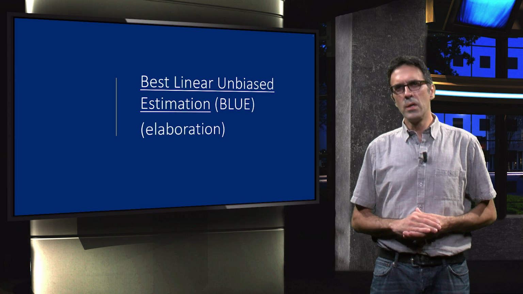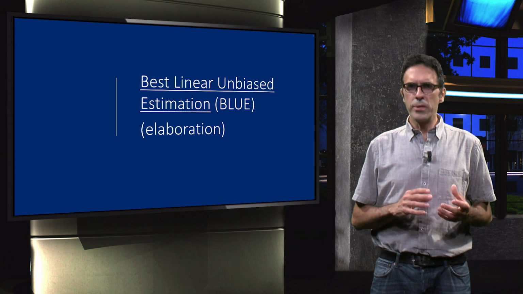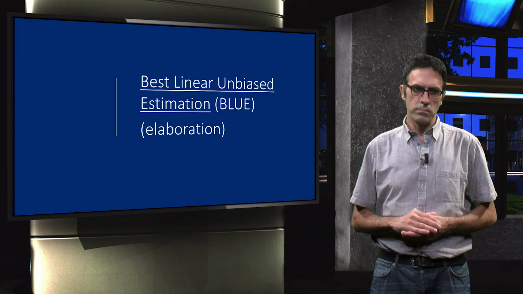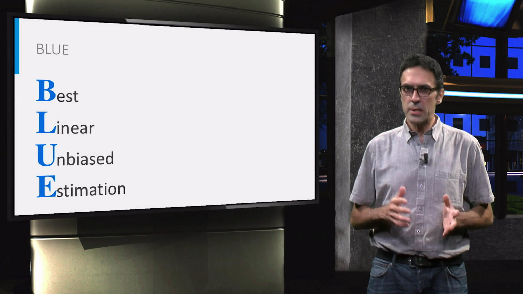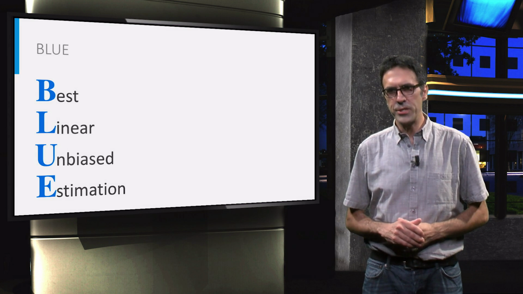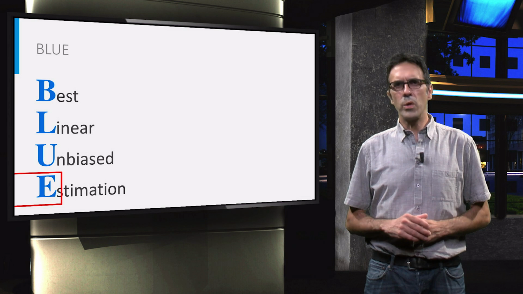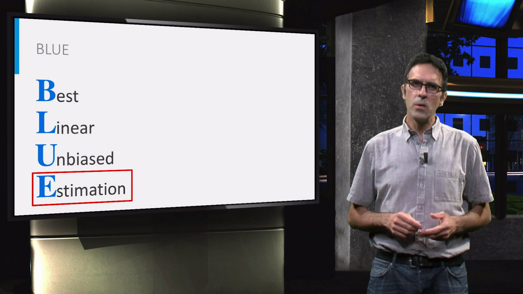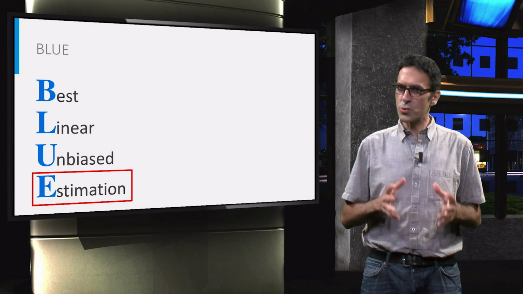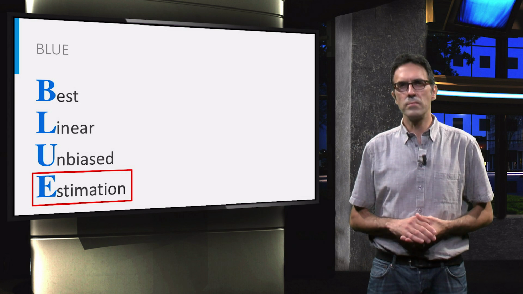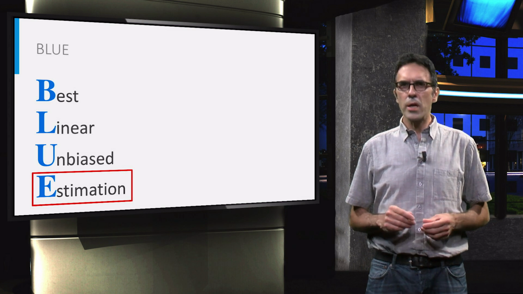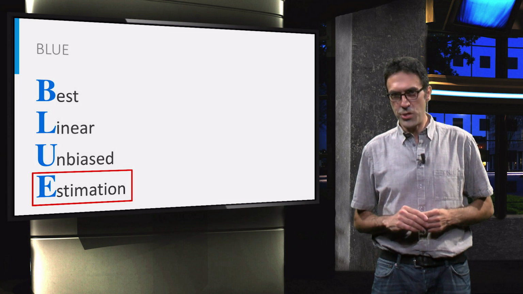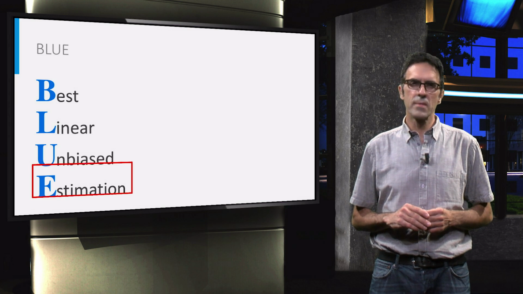In this video, let's look a bit deeper into the elements of BLUE. BLUE is an acronym for Best Linear Unbiased Estimation. We already know what estimation means. We want to find a value for a parameter which is as close as possible to its true but unknown value. Also, the concept of linear estimation has been introduced.